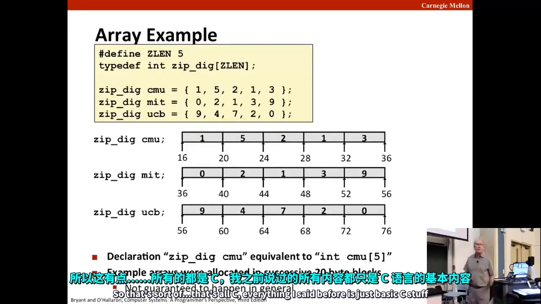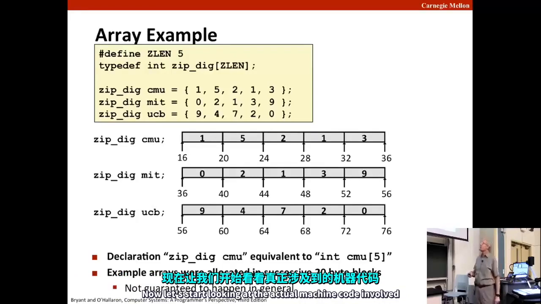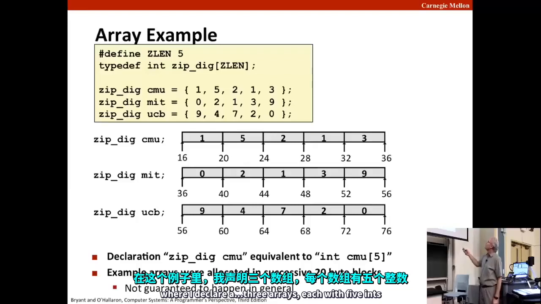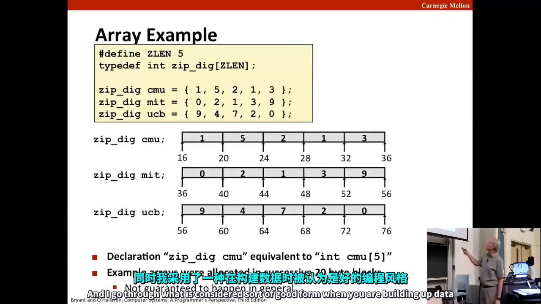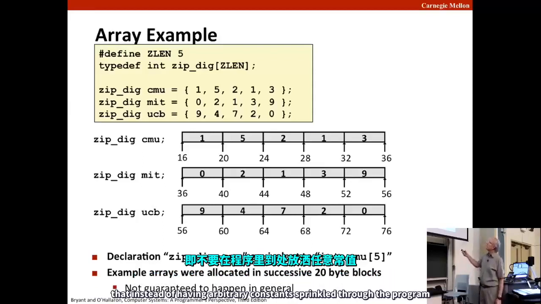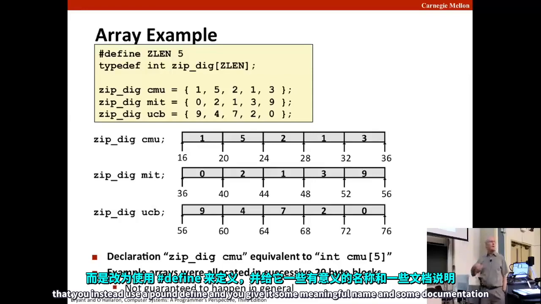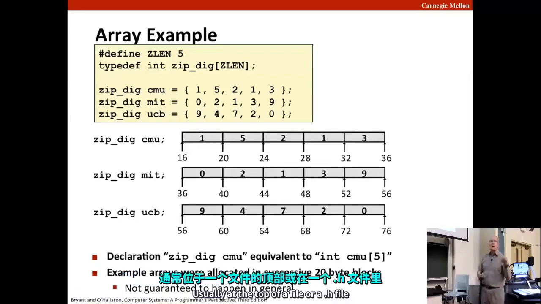So that's all C. Everything I said before is just basic C stuff. Now let's start looking at the actual machine code involved. I made up this example where I declare 3 arrays, each with 5 ints. And I go through what is considered good form when building up data: instead of having arbitrary constants sprinkled through your program, often called magic numbers, you use a pound define and give it some meaningful name and some documentation, usually at the top of a file or in a .h file.